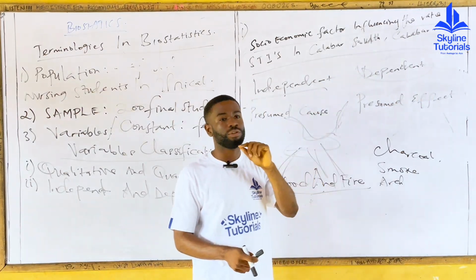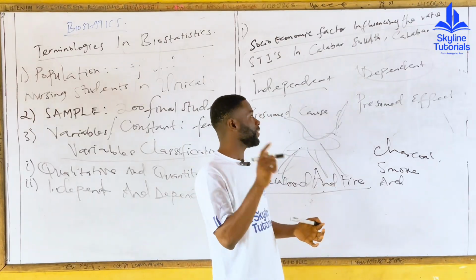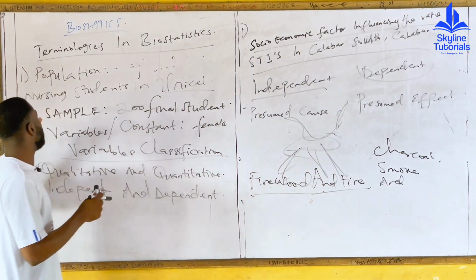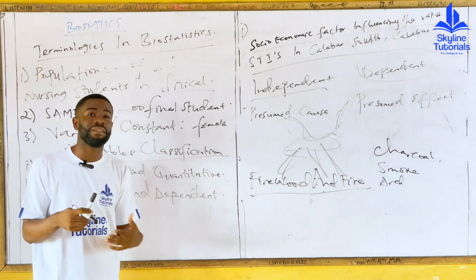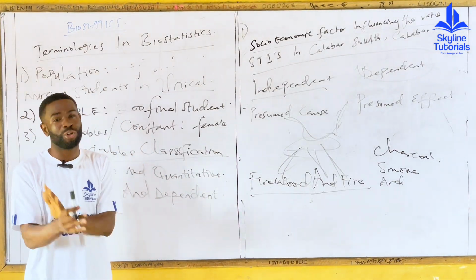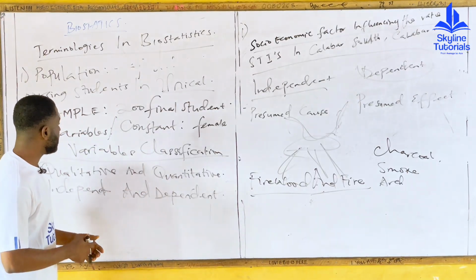And of course, you should still take note of the fact that there must be variation since we are talking about variables. So that is it for variables and constant. Constant simply means any feature that does not change. It is the direct opposite of a variable.